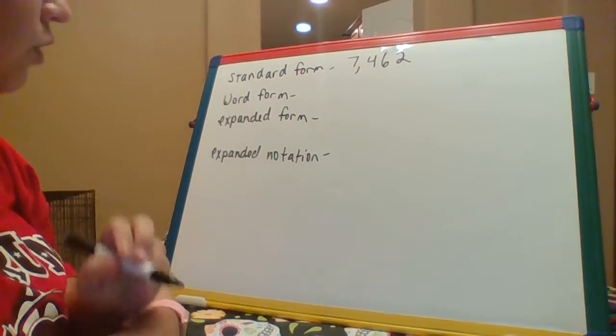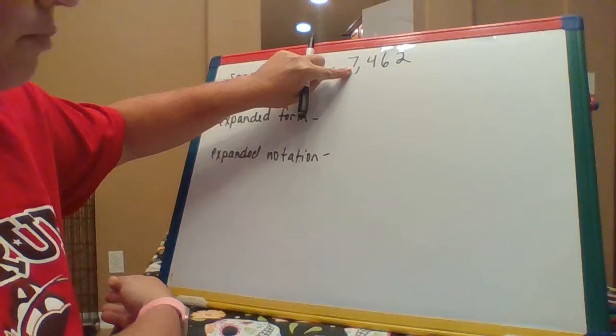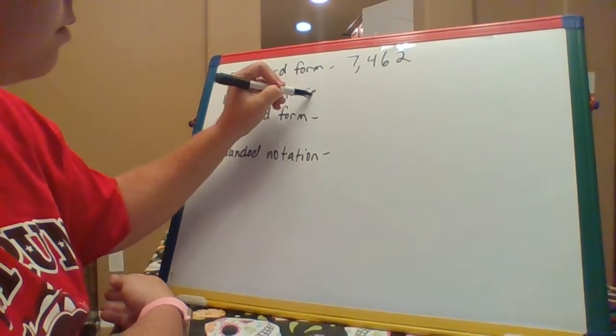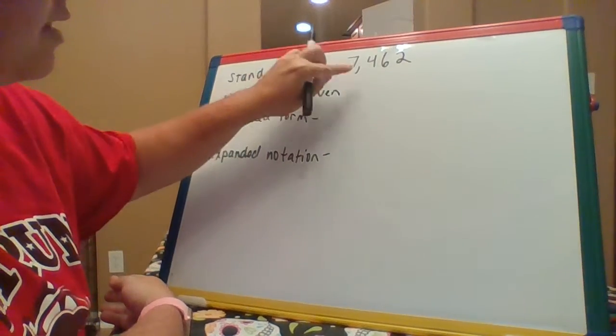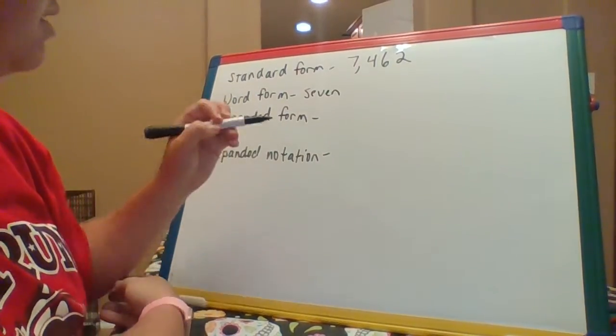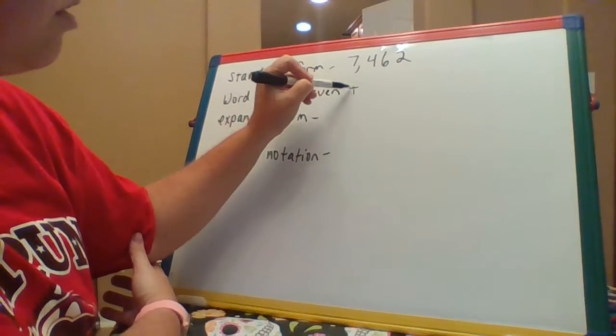If I write it in word form, again, I'm going to look at the number that's in that family, so 7. So I'm going to write 7. And then I see the comma, so I'm going to stop and I'm going to look at what place that is. I know it's in the thousands, so that would be 7,000.